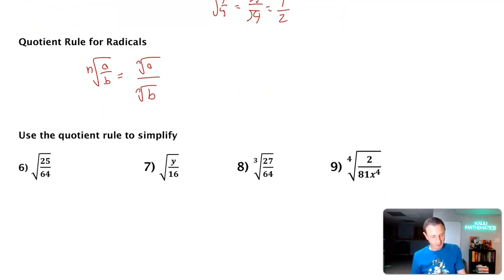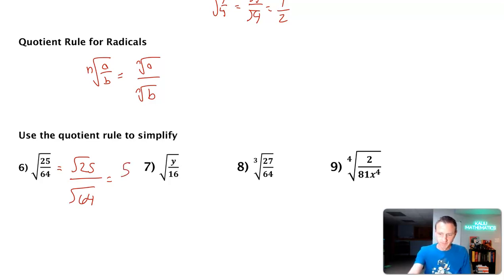So number 6, we have the square root of 25 over the square root of 64. I could separate that into the square root of 25 over the square root of 64. Square root of 25 is 5. Square root of 64 is 8, because 5 times 5 is 25, 8 times 8 is 64. So we would just get 5 over 8 there. So I took the square root of the top, square root of the bottom.